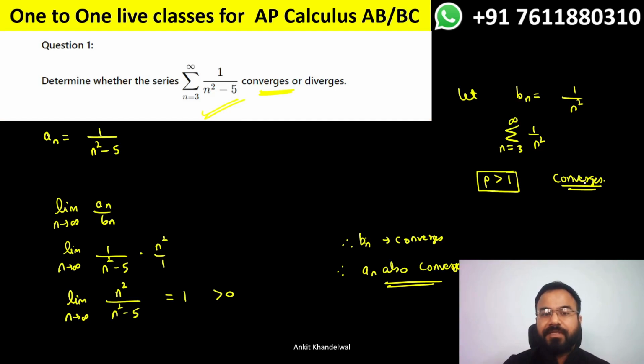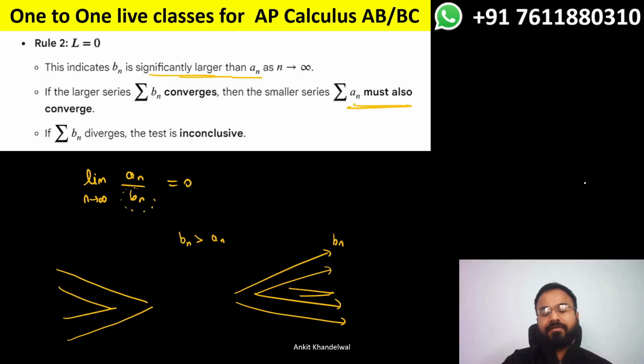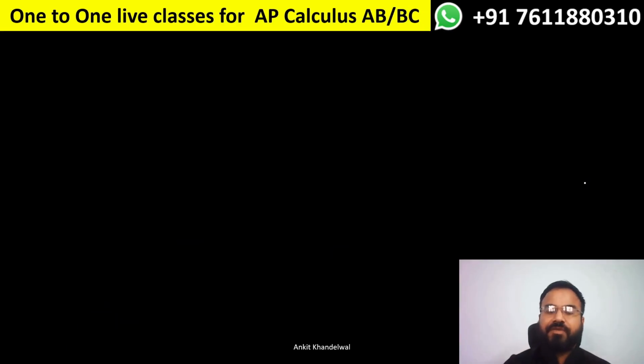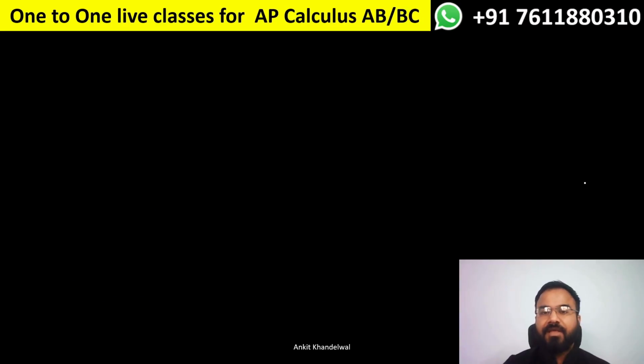Two of the results of this limit comparison test, rule 3 and rule 2, are the same as the direct comparison test. So mostly we are going to use the first rule over here. When the limit is from 0 to infinity, we will have the same nature. So I hope you have understood this part.